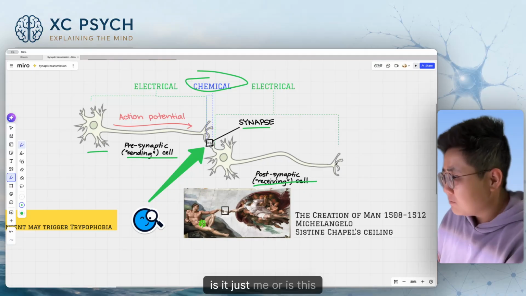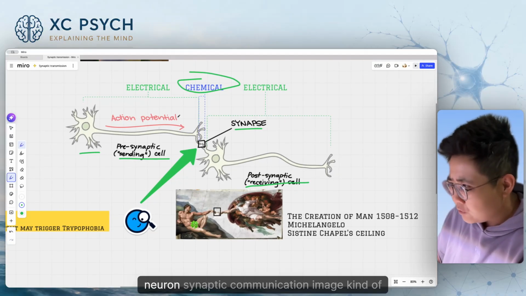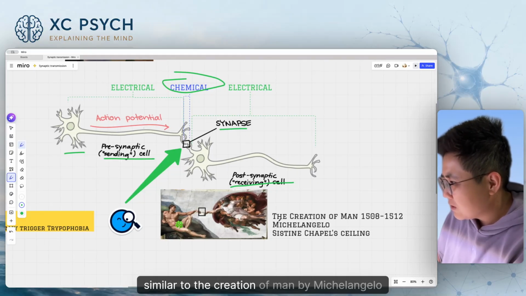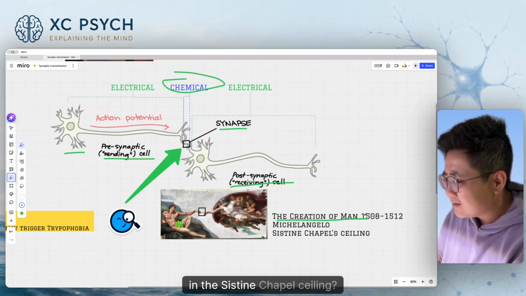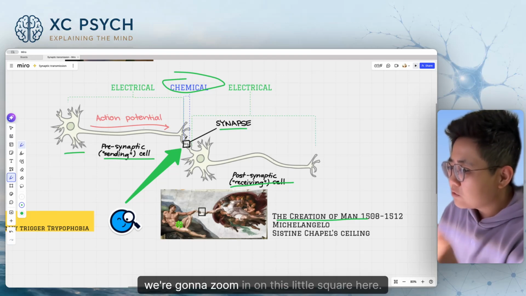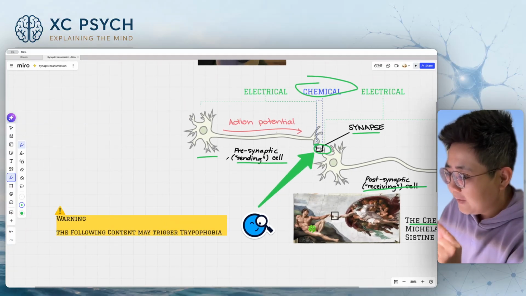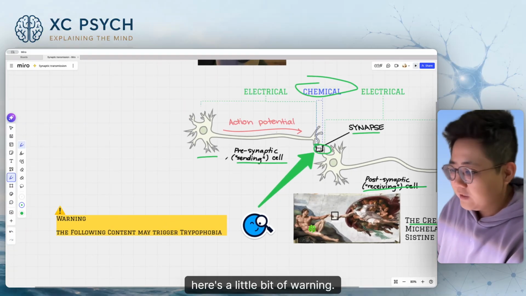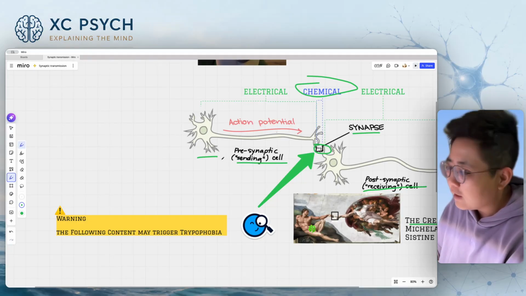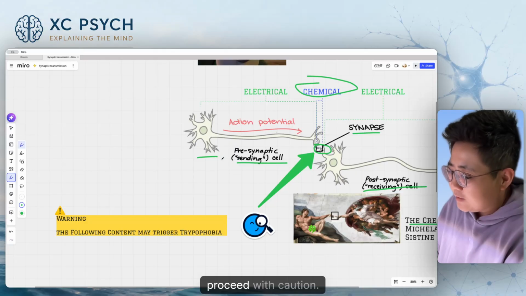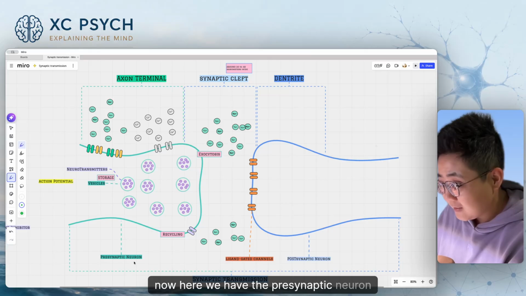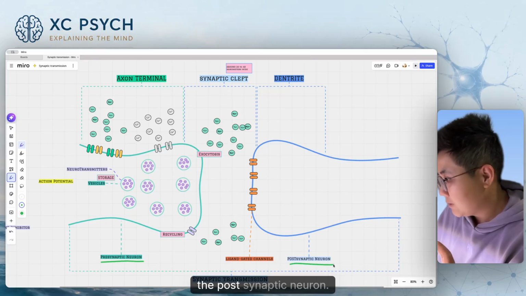By the way, is it just me, or is this neuron synaptic communication image kind of similar to the Creation of Adam by Michelangelo on the Sistine Chapel ceiling? Anyways, we're gonna zoom in on this little square here, and here's a little bit of warning. The following content may trigger trypophobia. If you have trypophobia, proceed with caution.